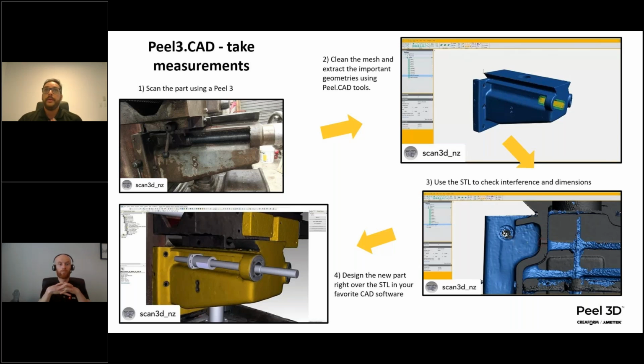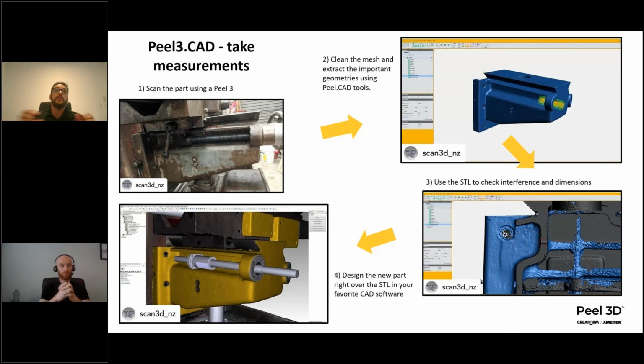Then again, we will clean the mesh, starting by cleaning, because some of the data we don't use, we don't want it, and then extract the important geometries by using Peel.CAD. So this is going to ensure the accuracy of the measurements. Once the measurements are taken, then we can use this STL.